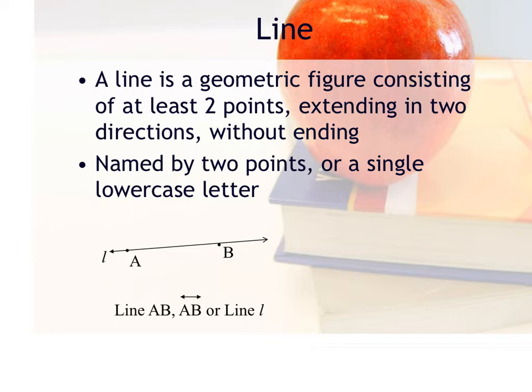So down here at the bottom, you could either write out the word line and then the 2 points that are on it. You can draw a picture of a line on top of the capital letters, or you can indicate a line with a lowercase letter, and it's usually in italics. So again, what's important when we're naming a line, if you're just going to use the naming convention with the symbol, is that you draw a picture of a line on top of the capital letters.